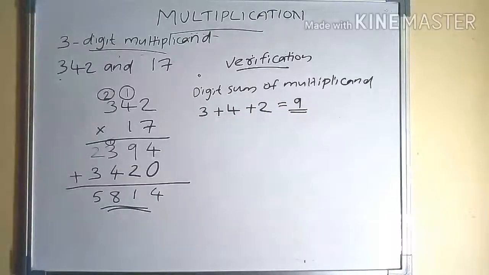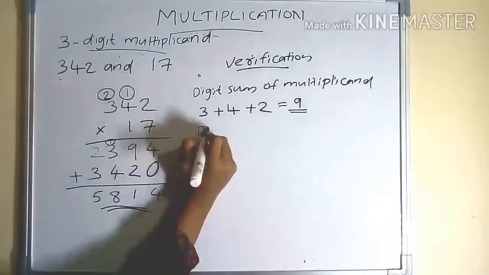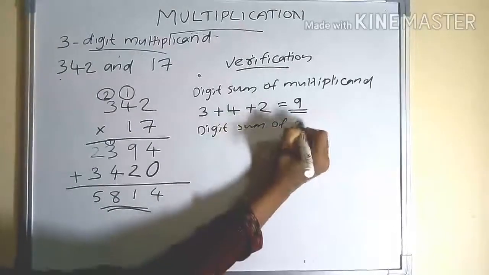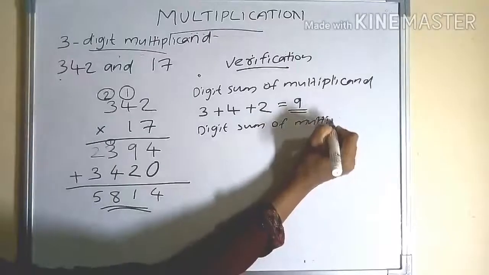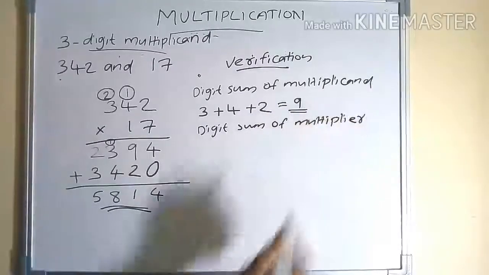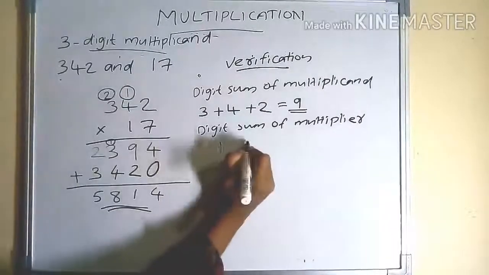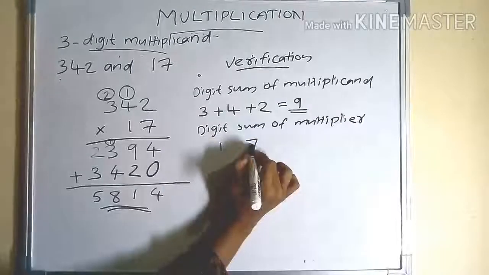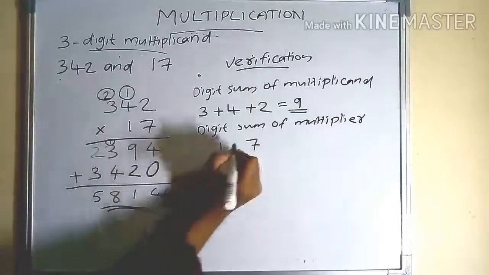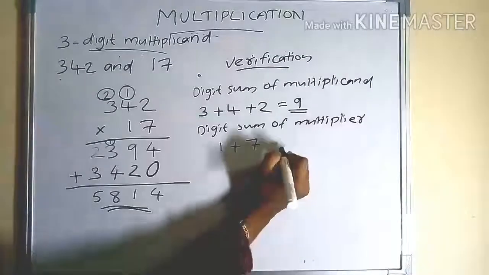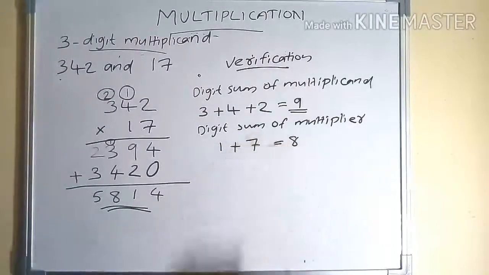Okay. Next, find digit sum of multiplier. In this question, multiplier is 17. 17 is a two-digit number. So, split 17 into single digits, that is 1 and 7. Next, add these two digits. So, what is the answer? 1 plus 7? 8. Okay, 8 is a single digit number.